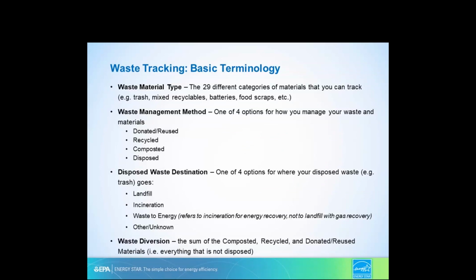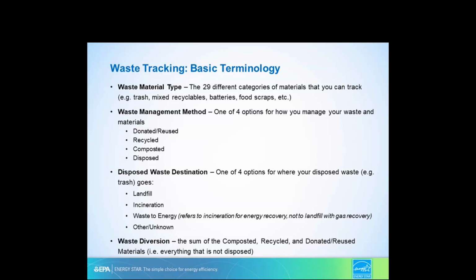So now we'll get a bit deeper into some of the terminology that you'll run into when you start to benchmark your waste and materials. So in Portfolio Manager, the first thing you're going to choose is the waste material type, and we have 29 different categories that are built in. Some of these include the traditional, from trash, recyclables, compost, and food scraps, to things like furniture, building materials, and chemical waste.